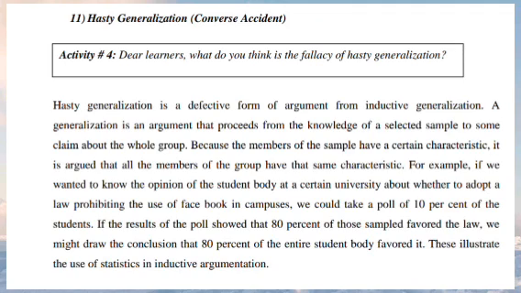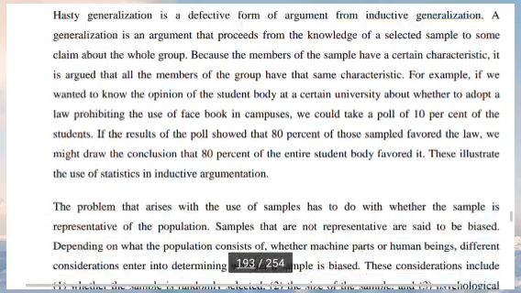And the 11th type of fallacy is hasty generalization. It's also known as converse accident. It's committed when there is an error in the pattern of particular to general argumentation.